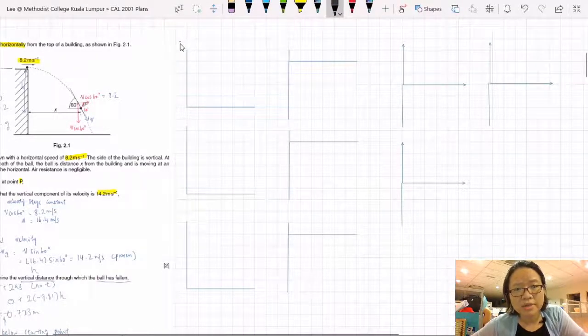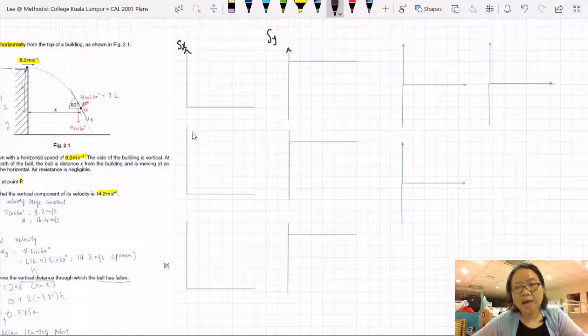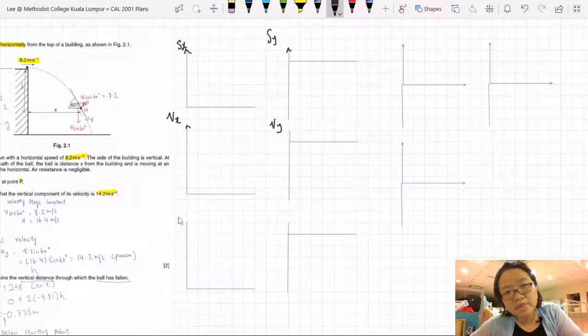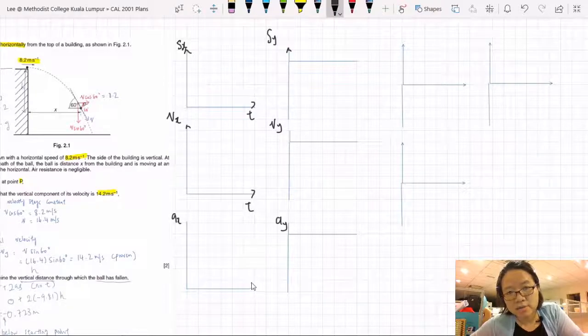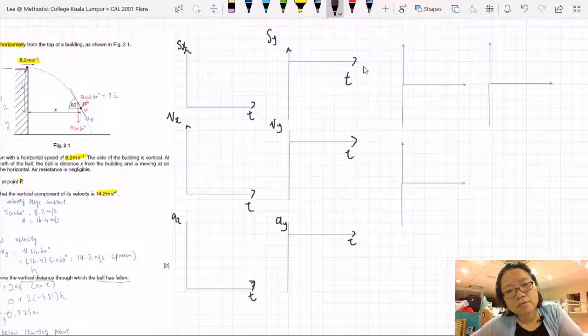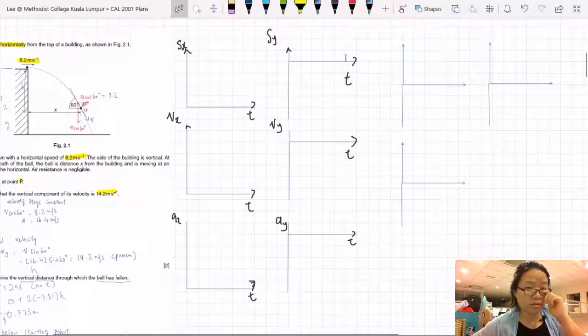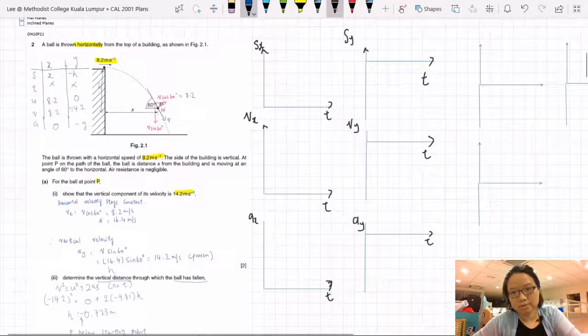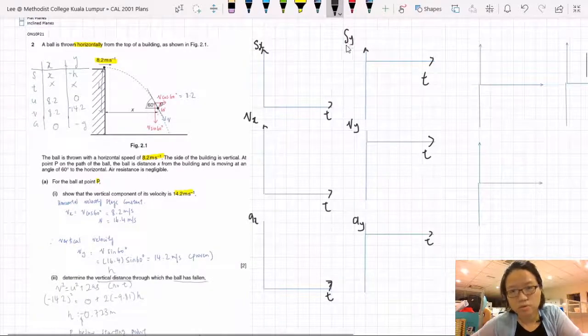So I think I'm going to label the axis now. So this is Sx. Normally I like to draw them on top of each other so we can see the alignment. So S, V, and A for both X and Y components, and then it's against time. The reason why I kept negative for the vertical component is because the ball is always going down, so it's always negative.